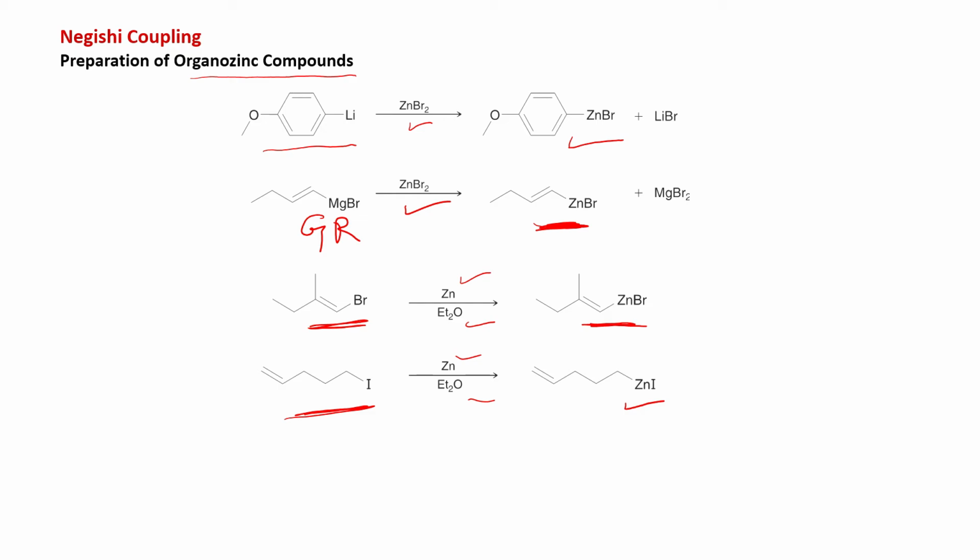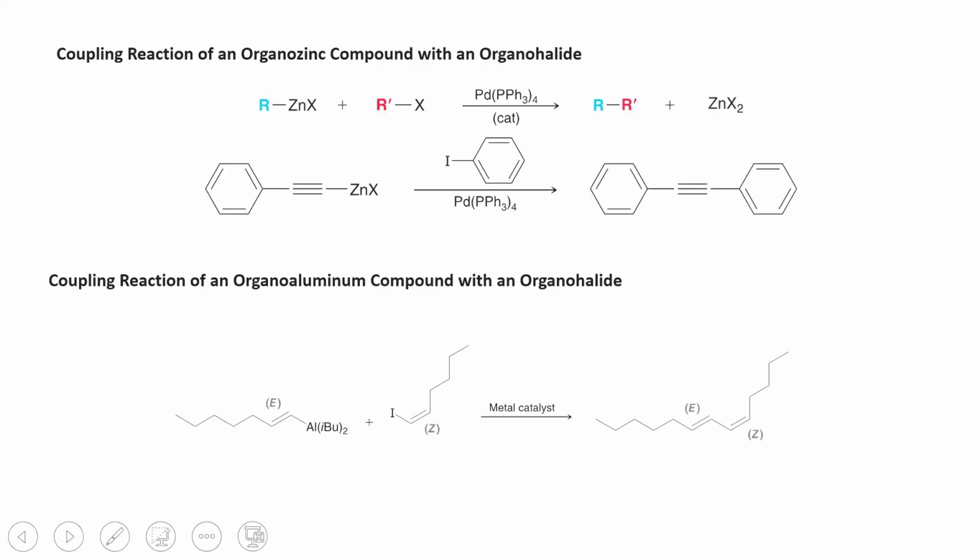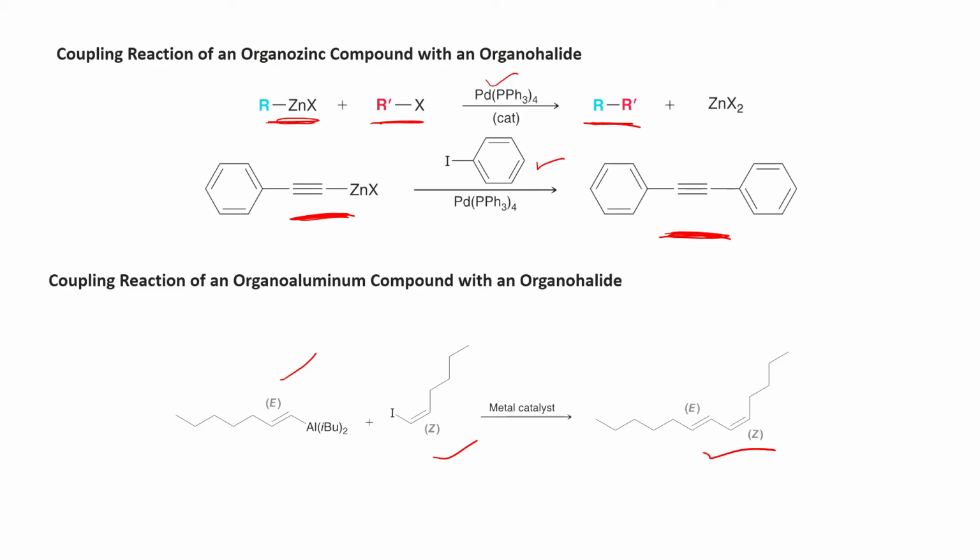Here you can see you are getting both sp2 hybridized organozinc compounds and sp3 hybridized organozinc compounds. In the coupling reaction, when you treat the organozinc compound with an organohalide in the presence of a palladium catalyst, you are getting your coupling product. Here you can see the acetylene zinc is treated with iodobenzene, and you are getting your coupling product. Again in this reaction you are getting E and Z configuration in your final product, so again there is retention of configuration.